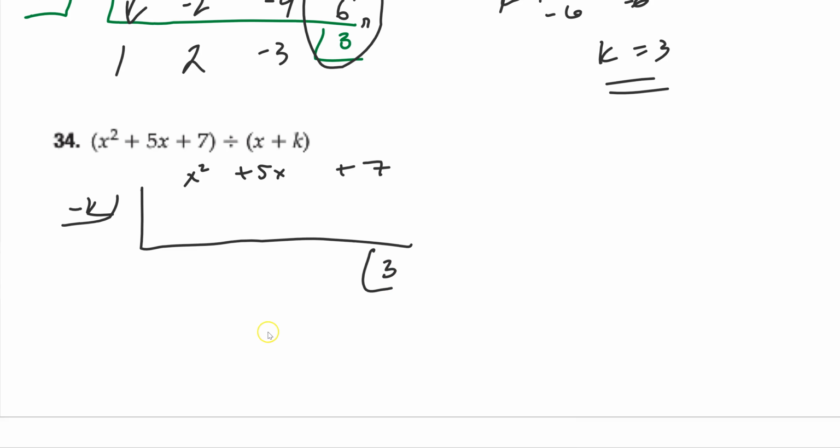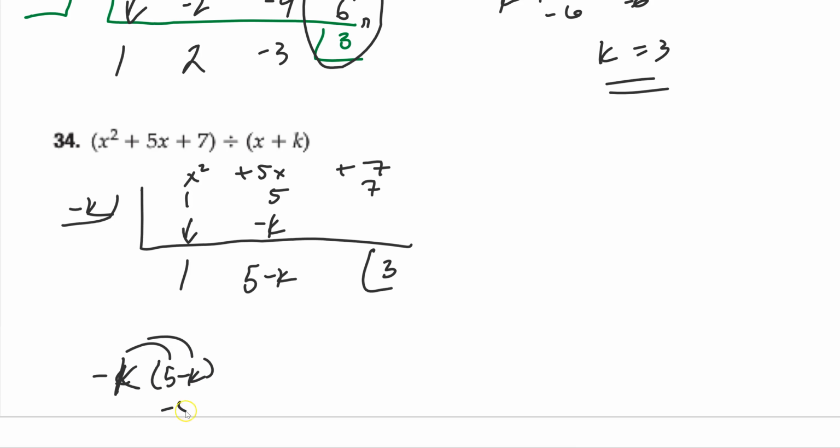There's actually 2 ways to do this. I'm going to show you another way to do this one also. But let's use the coefficients. Right, bring the first one down. Multiply across, so -k. Add 5 minus k. Multiply, that's not going to be pretty, but you're going to get -k times 5 minus k. Distribute: -5k plus k squared.